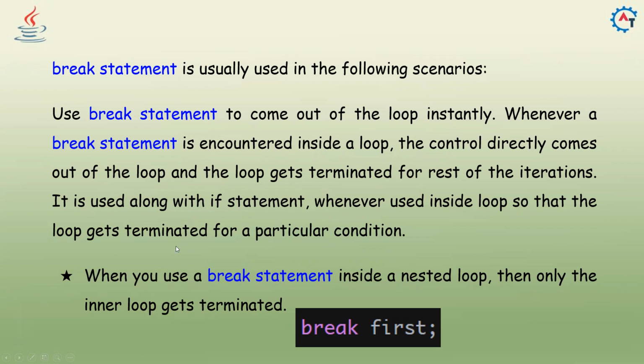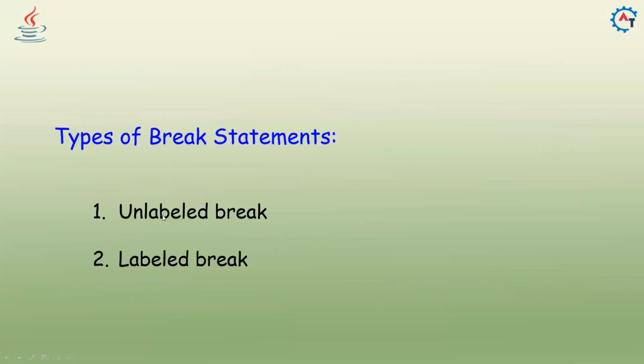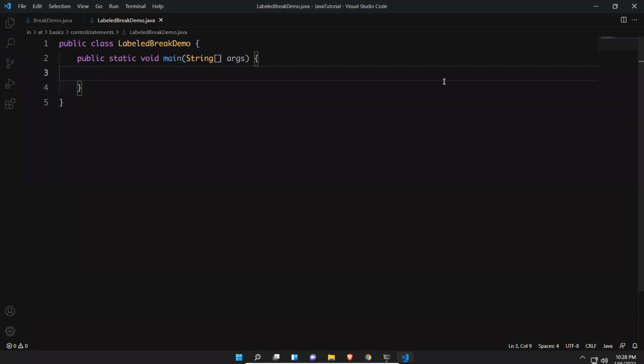Here we will see only labeled break. The syntax will be break, and you need to mention the label name, and then a semicolon. So the types of breaks are unlabeled and labeled. In our previous video we have seen unlabeled, so now we will see labeled. For that, let me go to Visual Studio Code.